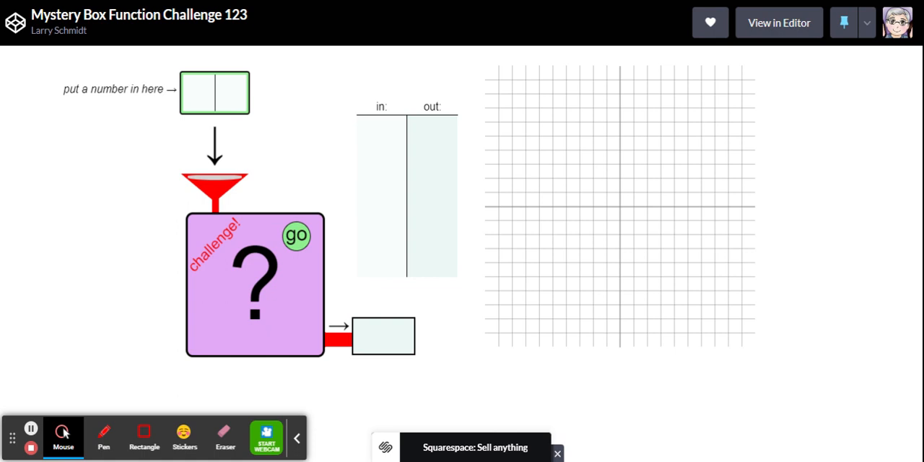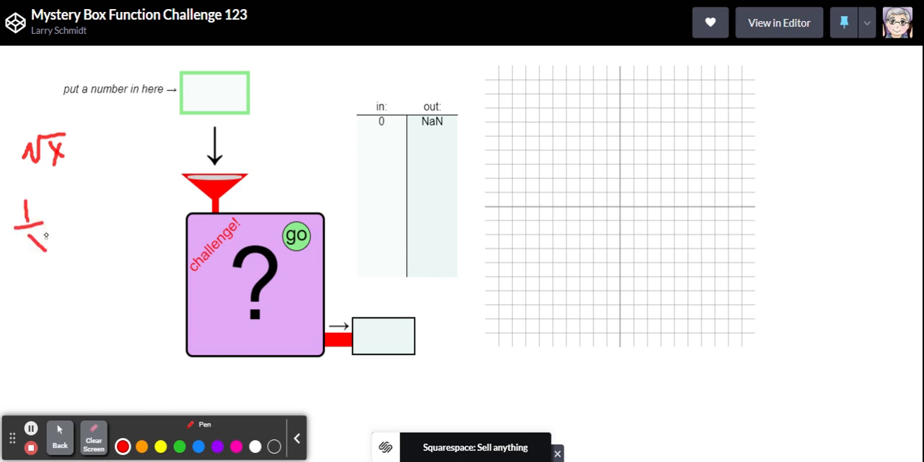All right, let's start with a 0. Oh, so 0 gives us not a number. And when we've seen that not a number before, sometimes it's been because there's a square root involved somewhere. Also 0, sometimes we've gotten an error when it's a 1 over x, when that 0 is on the bottom of a fraction. So maybe one of those two. I'm going to jot them down there. Let's continue with some other numbers.